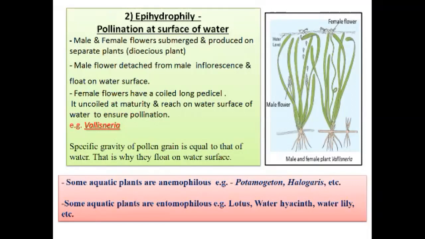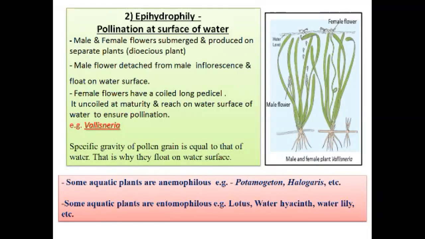This pedicel means the stalk of the flower. It undergoes uncoiling at maturity and reaches the water surface to ensure pollination. This occurs in Vallisneria. So remember the examples of this.